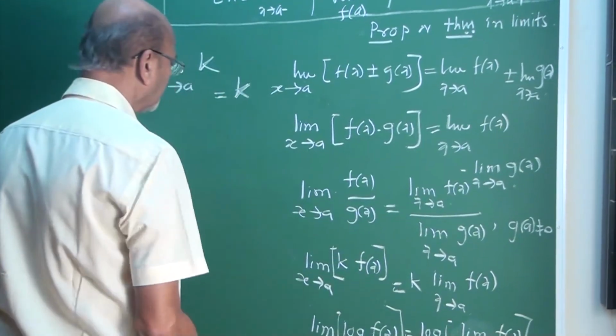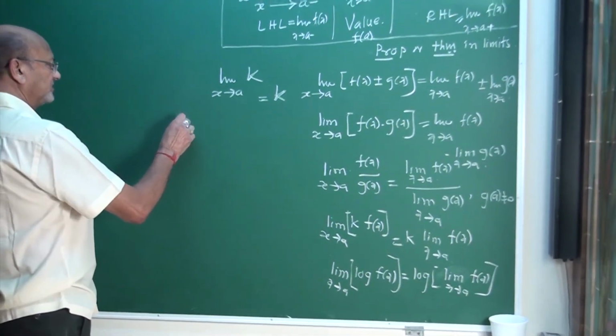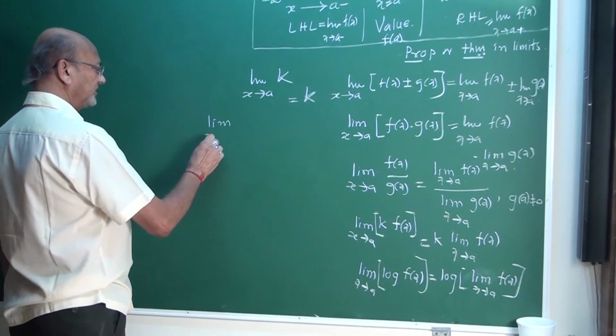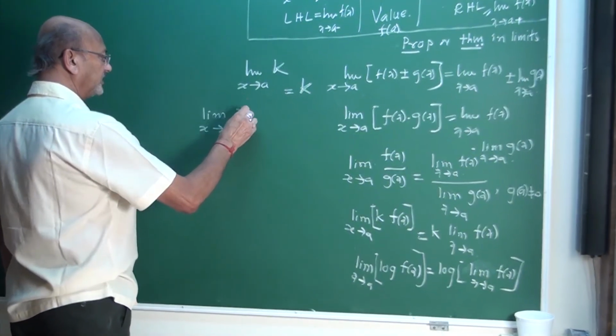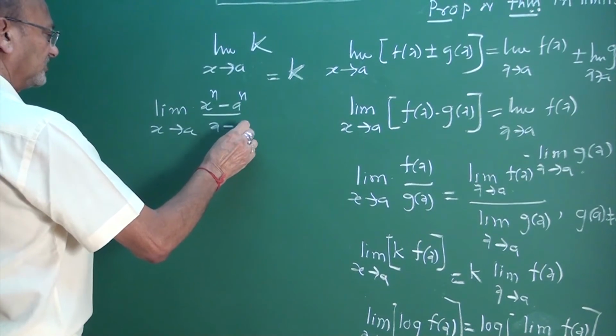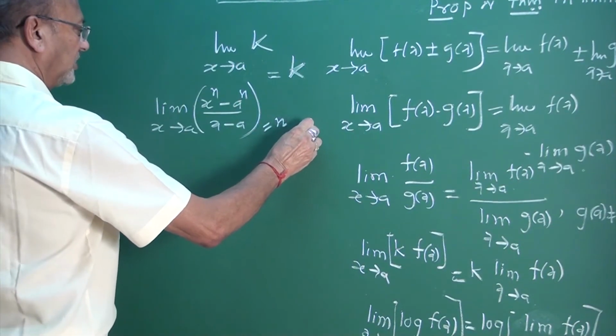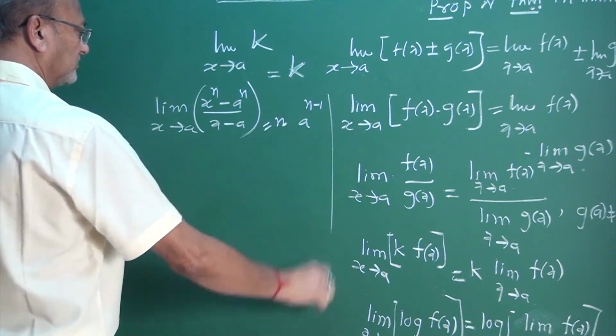Along with this, we have done these properties and theorems last year. This is an algebraic function: limit of x to the power n minus a to the power n upon x minus a, as x tends to a. Yes, my friends, it is n into a to the power n minus 1.